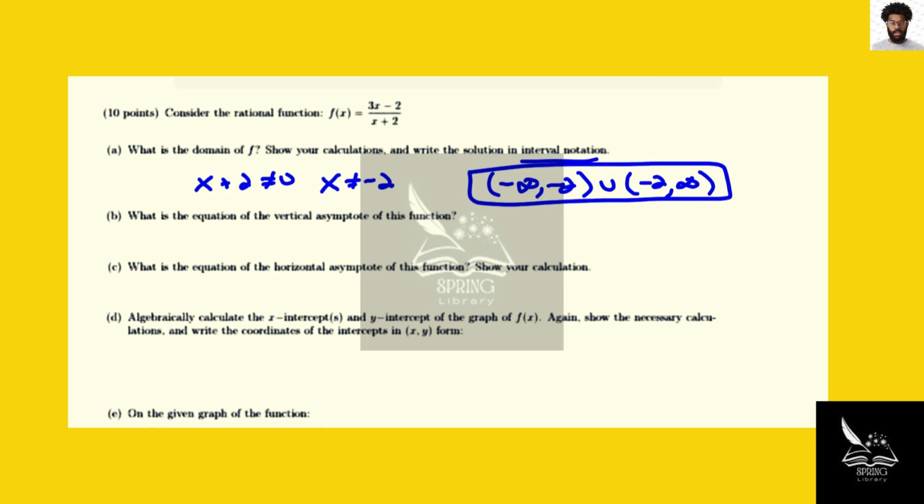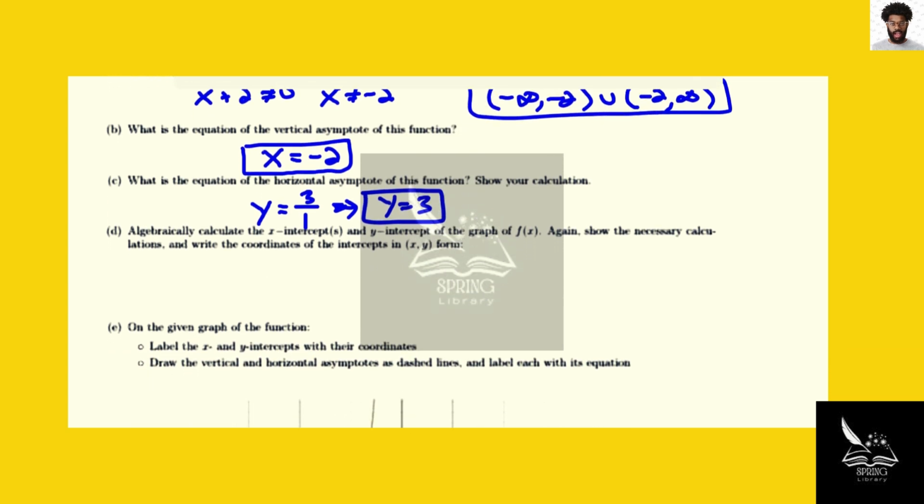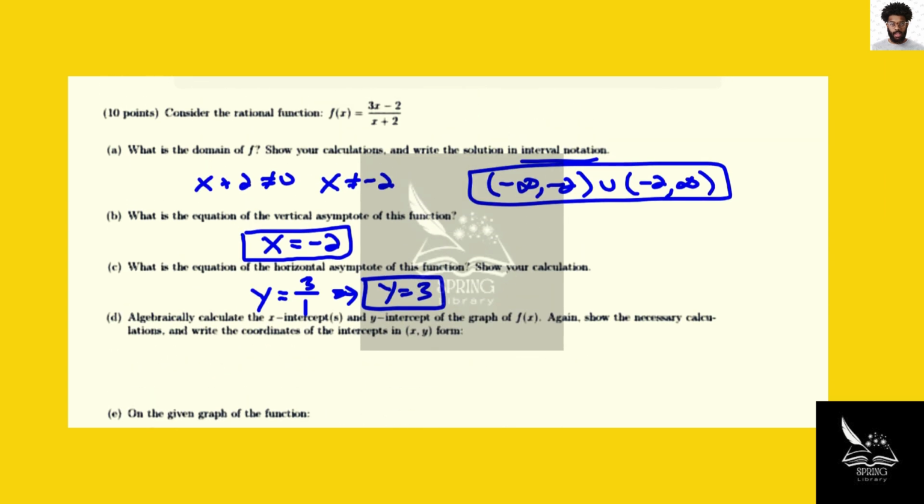The vertical asymptote is the vertical line that x cannot be. And so that would be x equals negative 2. The equation for the horizontal asymptote, since the degrees are the same in both the numerator and denominator, the horizontal equation of the asymptote is y equals the leading coefficient of the numerator divided by the leading coefficient of the denominator. Since the degrees are the same, they're both 1. So y equals 3 is your horizontal asymptote's equation.